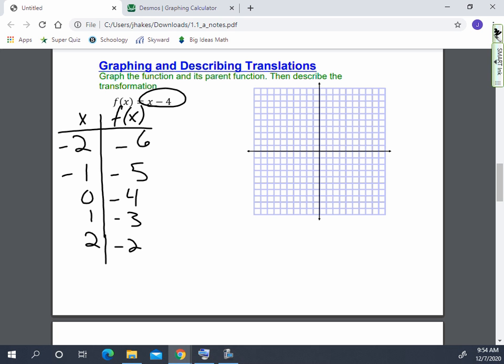Plotting that. Okay, so at x is -2, we have to go down 6. So 1, 2, 3, 4, 5, and 6. At -1, we have to go down 5. So 1, 2, 3, 4, and 5. At 0, we're going down 4. Well, look at that. It's basically just up 1 over 1, right? That's our slope for this entire line. So I can continue that in both directions, and there is our line.